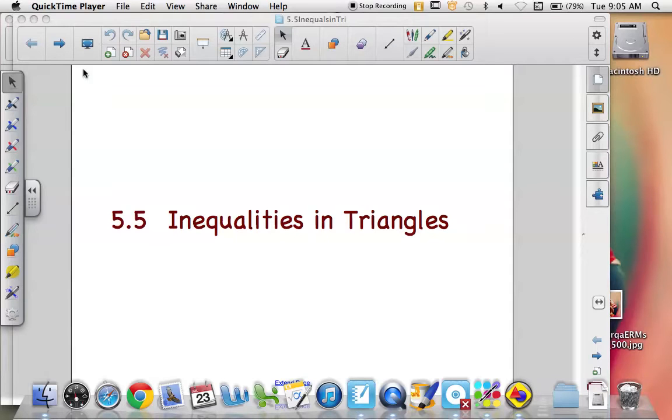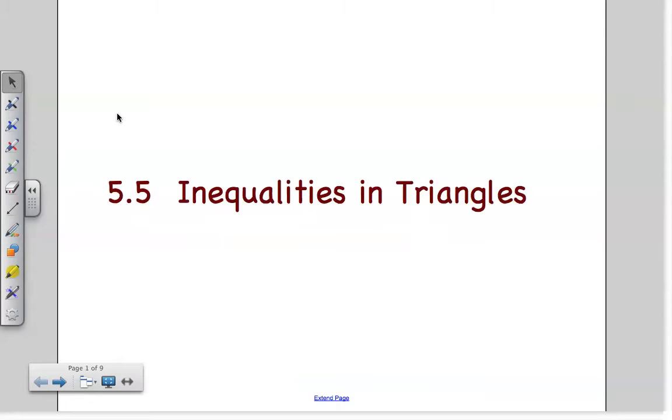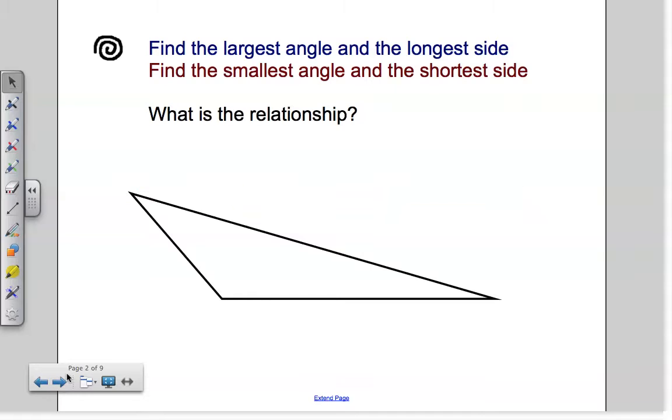In section 5.5, we're looking at inequalities in triangles and a visual example to start with. I'm going to take a look at this triangle, find the largest angle, and find the longest side. And then find the smallest angle and the shortest side. What's the relationship between largest angle, longest side, and smallest angle, shortest side?